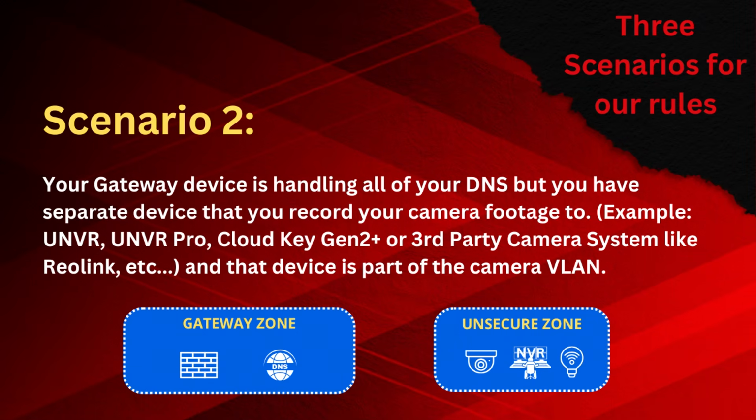Now, scenario number 2 is probably going to be the easiest of the 3 to be able to accommodate with our firewall rules. Now, this is going to be when your gateway device is only handling your DNS, but we've offloaded the cameras. So you have a device like a UNVR, UNVR Pro, if you're using Unifi, maybe a Cloud Gateway Gen 2 Plus, or maybe you have a third-party NVR like a Reolink system and your cameras plug into that. Either way, all of that is going to be moved into the camera VLAN. We no longer need our cameras to be able to talk to the gateway to send recordings back and forth.